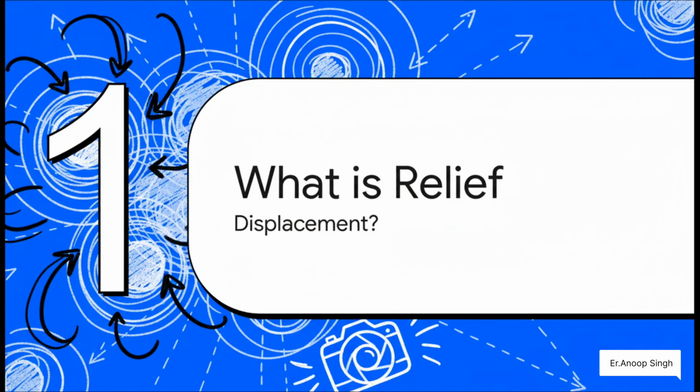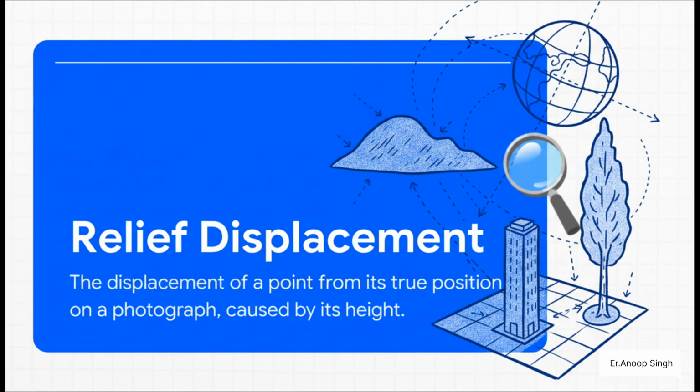This distortion, it's not just some random mistake. It actually has a name, and believe it or not, it's the key that lets us find a hidden third dimension in that flat photo. It's called relief displacement. And really all that means is that anything with height, a building, a hill, even a tree, it's going to look shifted from where it really is on a map. And the crazy part, the amount it's shifted is directly tied to how tall it is.